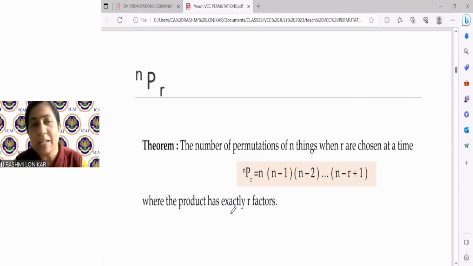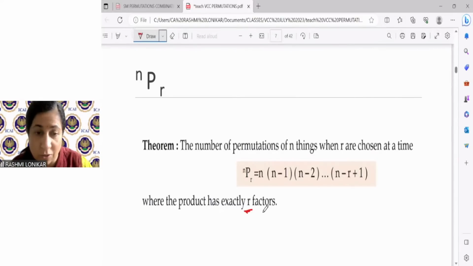Okay. Yes, let's get back to the formula for permutation. So the formula is nPr. In the book you've got this, you could use this formula: n into n minus 1 into n minus 2 up to n minus r plus 1, which will produce exactly r factors. Whenever you have a question, nPr has how many factors? MCQ: nPr has r factors. Okay, sorry, r factors.